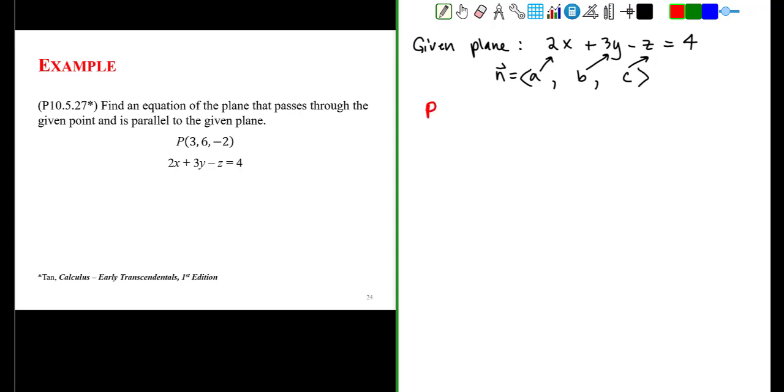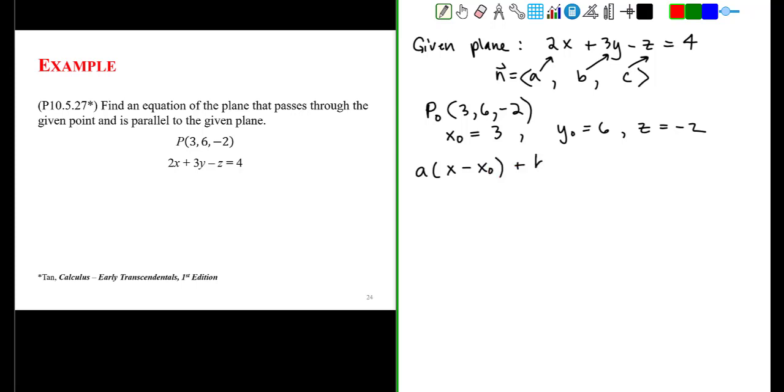I'm going to call this point P naught to be consistent with the notation that I've been using. And P naught has the coordinates 3, 6, and minus 2, standing in for the x naught coordinate being 3, the y naught coordinate being 6, and the z naught coordinate being minus 2. The standard form of the equation of a plane will allow me to construct an equation for our plane.